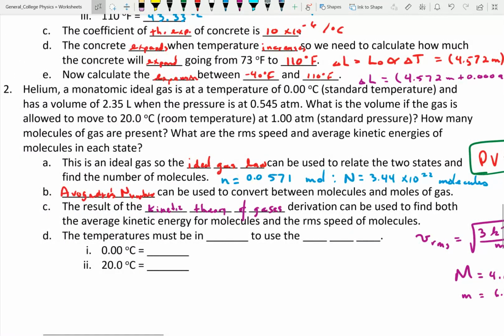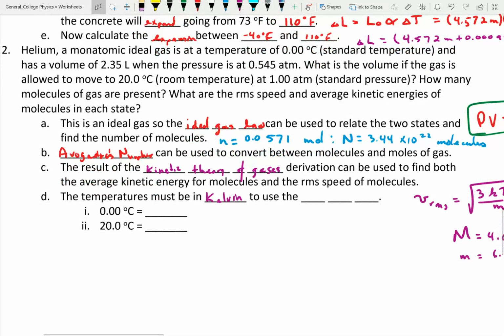So the temperatures must be in which units? In kelvins, to use the ideal gas law, or excuse me, to use this equation. I can't think right now what I was thinking when I put that.